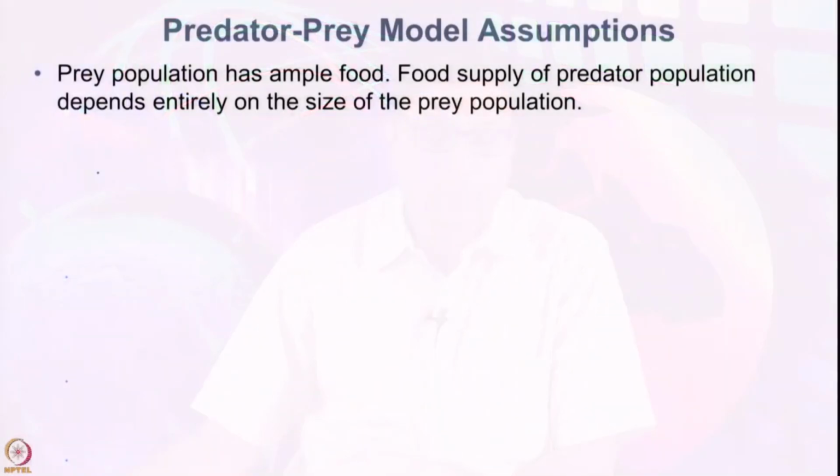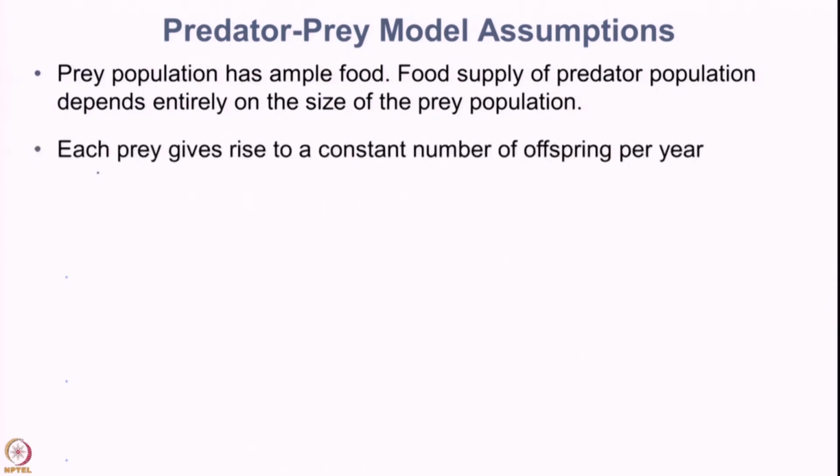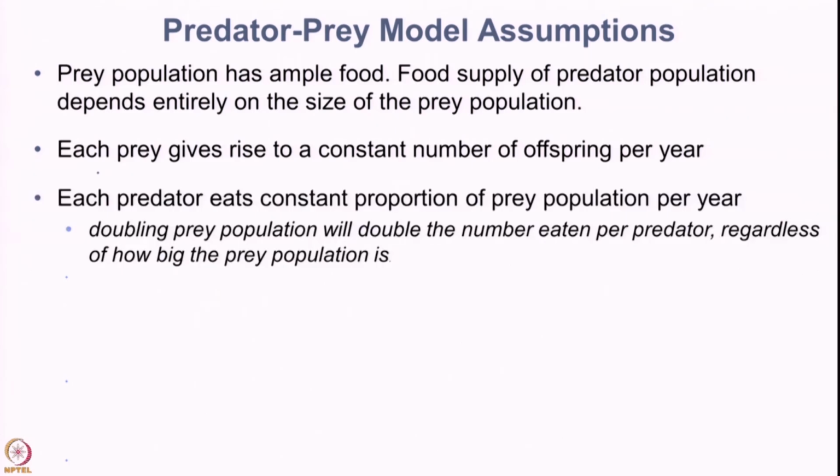Now, let us look at some basic model assumptions. Let us assume that the prey population has ample food, and that the food supply of the predator population entirely depends on the size of the prey population, right. Each prey gives rise to a constant number of offspring per year. Each predator eats a constant proportion of the prey population per year, that is, doubling the prey population will double the number eaten per predator regardless of how big the prey population is.